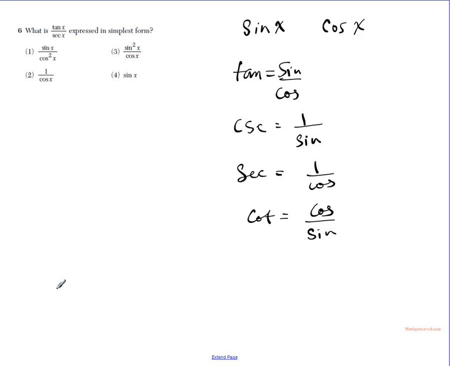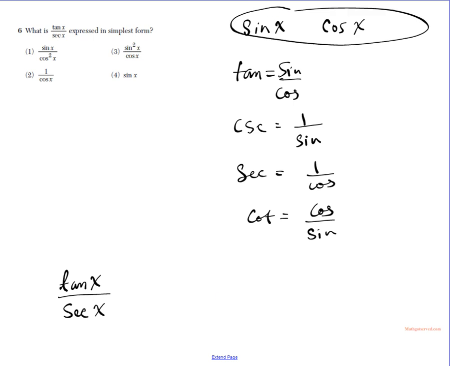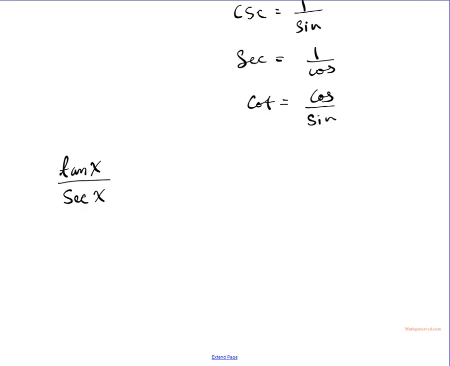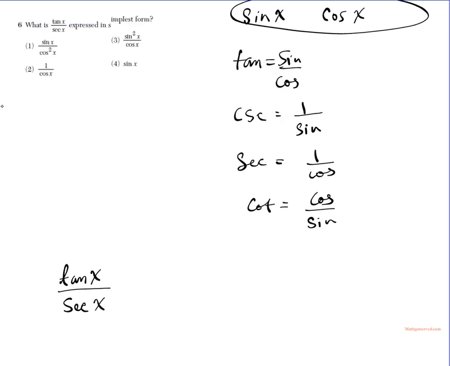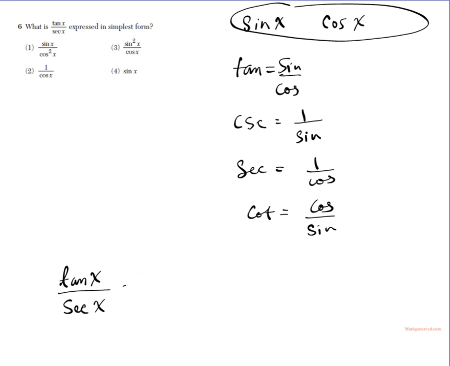So let's go back to the problem. Tan x over secant x. Now, if I express these two using the parent trig functions sine and cosine, it's much easier for me to simplify it. So, what is tan? Using your trig identities, I know tan is sine over cosine, so tan is going to be sine x over cosine x.